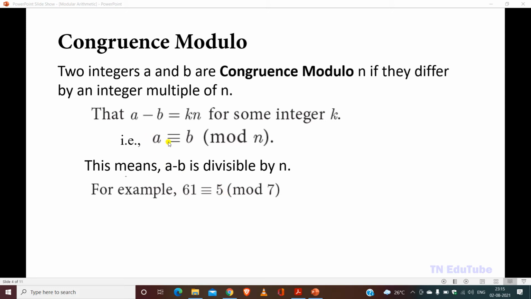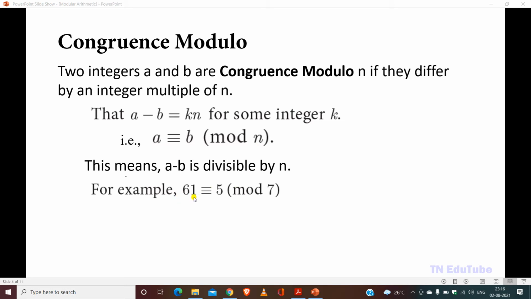Here also a is congruent to b mod n. That means b is the remainder and n is the divisor. When you divide, the dividend is a. When you divide a by n, you get the remainder b. So only a minus b is a multiple of n or divisible by n.